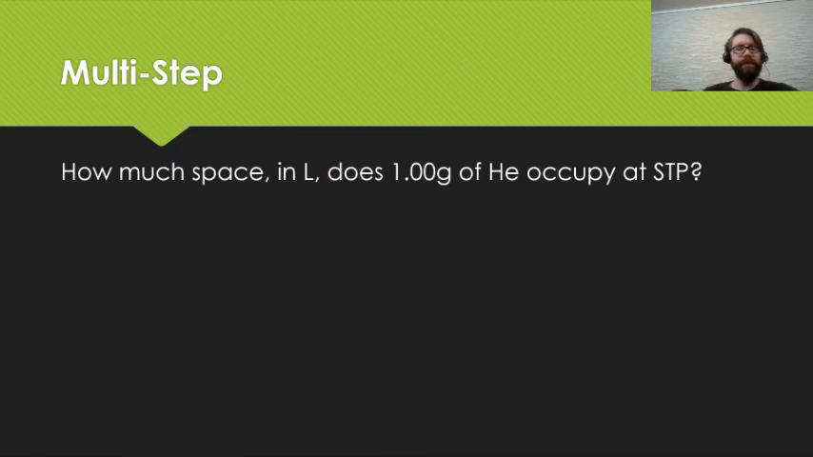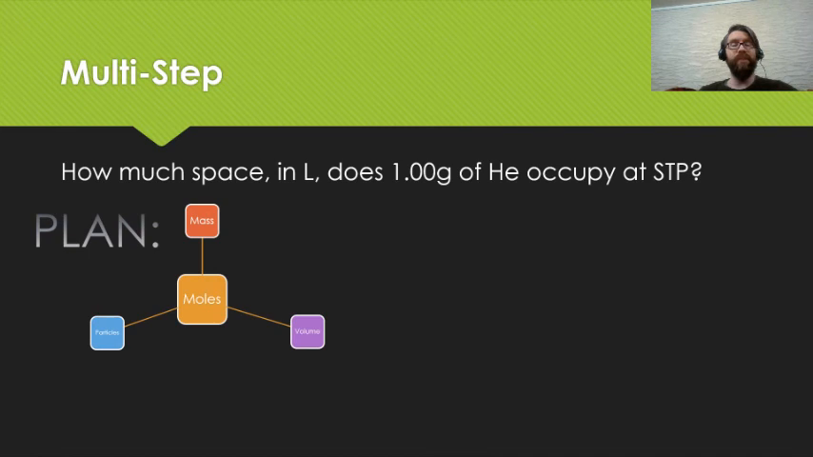One more example, I think this is our last one. How much space in liters does 1 gram of helium occupy? And it does say at STP. That's important. That lets us know that we can use our 22.4. But not right away, because we need to plan this out. What are we in? Not particles, not volume, but mass. We start in mass. So we're going to go from 1 gram to how many moles that is, and then from how many moles that is to what volume, in order to answer the question, which is how much space.